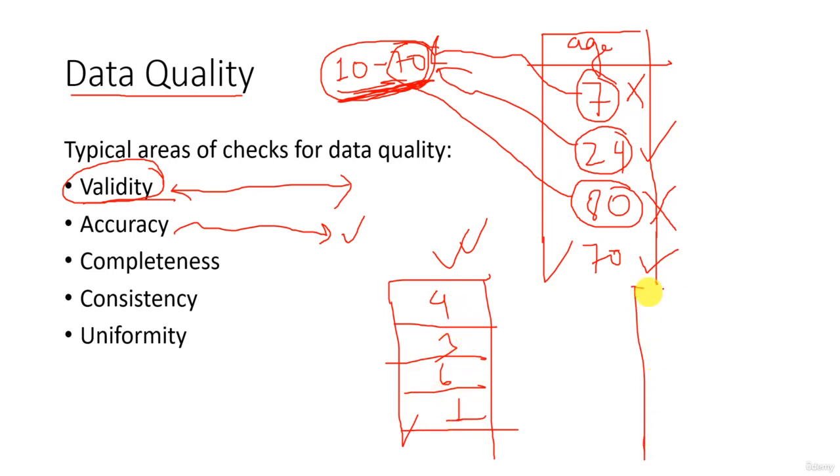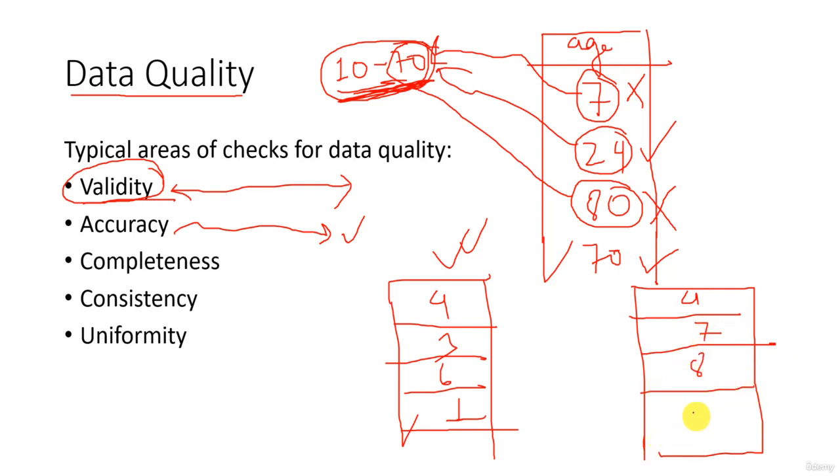But while measuring the data, I got something like this. For the first instance, I got 4. For the second instance, I got 7. For the third instance, I got 8. And for the last one, I got 1. So this was the true data, and this is what I measured.